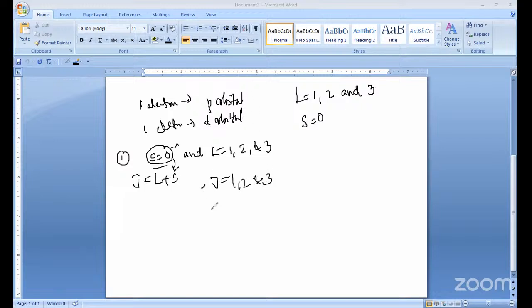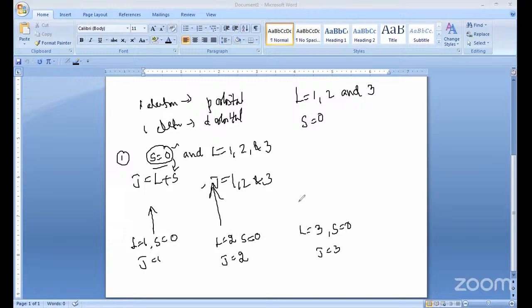So J equals 1 means the first case, L equals 1 and S equals 0. Another case is L equals 2 and S equals 0, and the J value is 2. In another case, L equals 3 and S equals 0, and J equals 3. Generally, it will be a combination of these two in this direction.